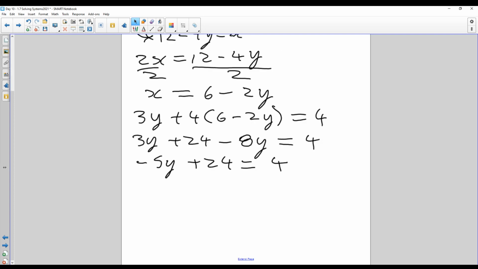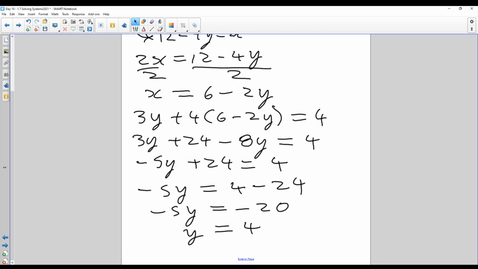Take the 24 from the right. This is just basic equation stuff now. Minus 5y is equal to 4 minus 24. So minus 5y is equal to minus 20, and y is equal to 4.